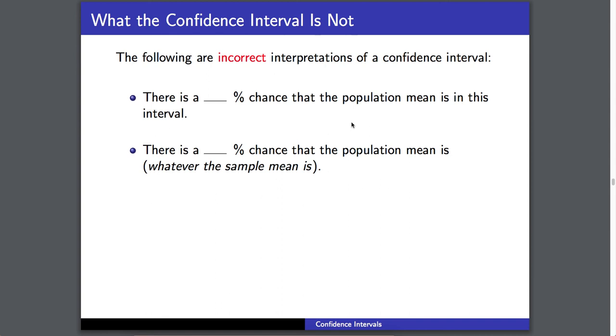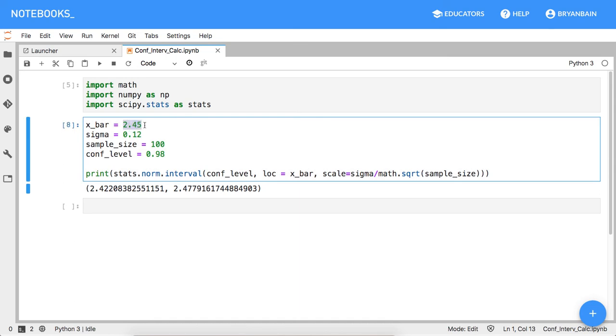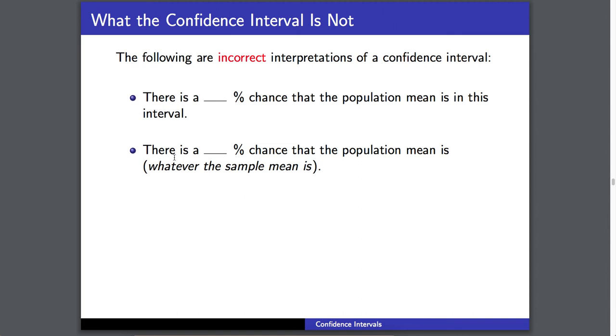Also, it is incorrect to say that there is a blank percent chance that the population mean is going to be whatever our sample mean is. In our previous example, we had a sample mean of $2.45 for the price per gallon. We would be incorrect in saying that there's a 98% chance that the population mean is $2.45. That is not a correct interpretation of what confidence intervals are.